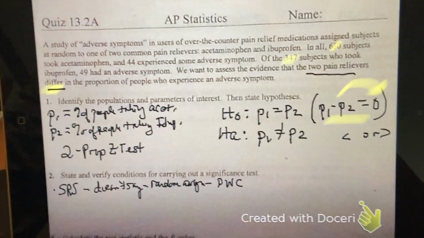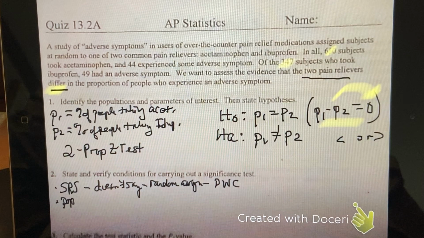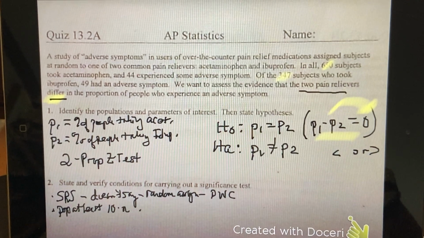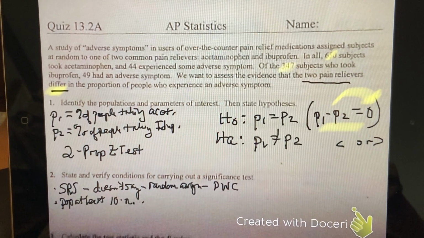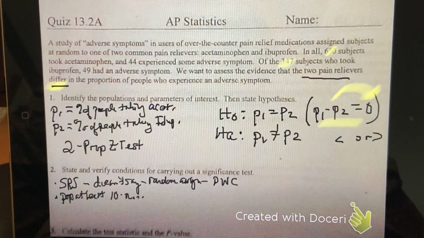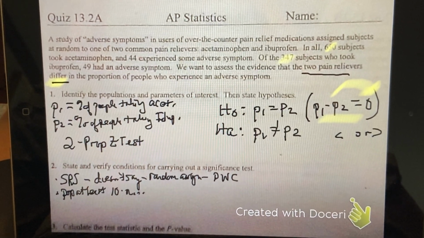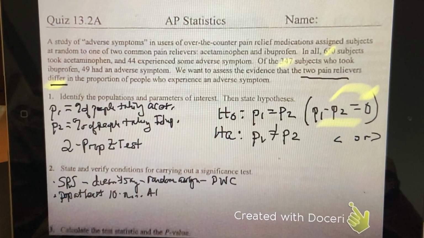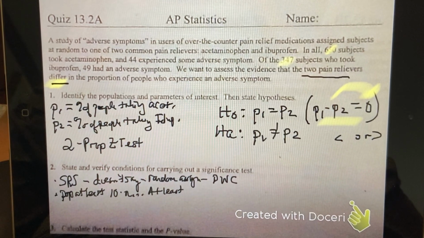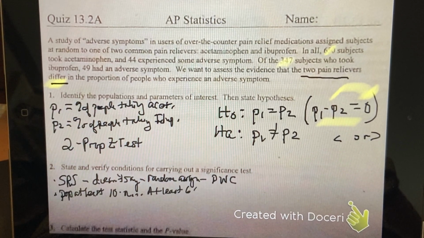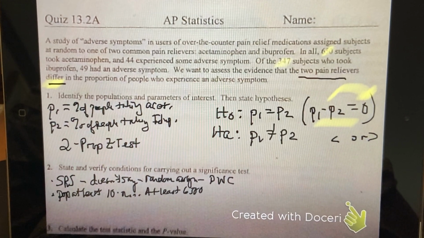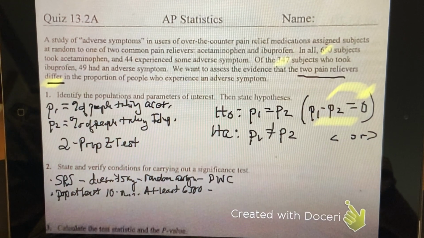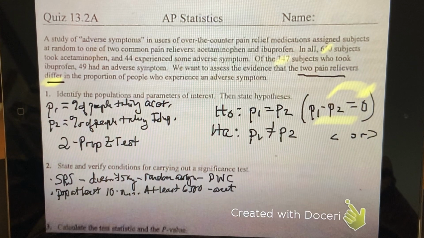Now, when I address the population at least 10 times the sample size, guys, I have two places I need to address this. Okay, I need to address the acetaminophen, and I also need to address the ibuprofen. So I'm going to assume that at least 6,500 people who take acetaminophen are in existence. Now I want to abbreviate.